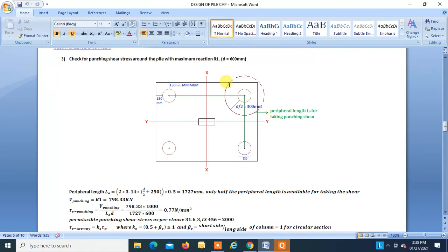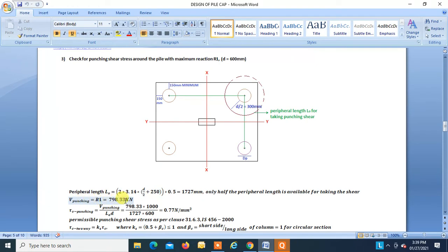So the first step is we have to find this peripheral length. First, we are finding the total peripheral length, that is 2 pi r. R is d by 2 plus 250. This is d by 2 plus 250 into 0.5, because we are taking only half the periphery, right? Because this periphery is only going to be active in taking the punching shear stress. So total peripheral length active in taking the punching shear stress will be 1327 mm.